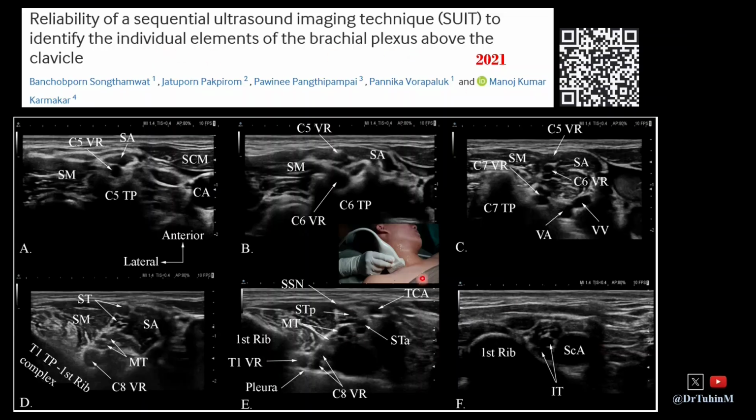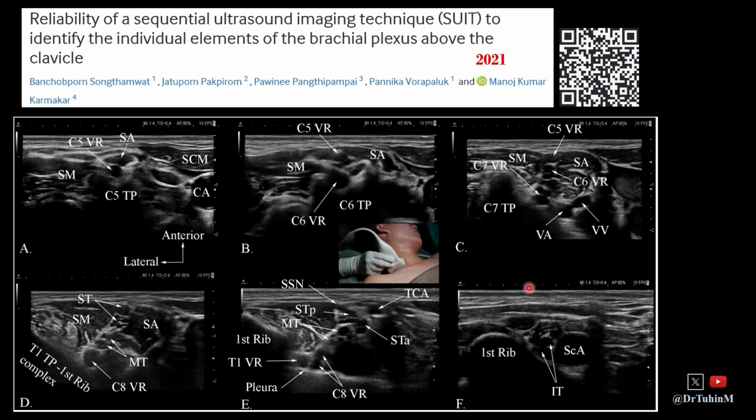Recently, Dr. Manoj Karmakar and colleagues described all these neural elements similarly using a sequential ultrasound imaging technique or sweep technique, by sweeping the probe in a cephalocaudal direction from supraclavicular fossa to the interscalene gap or groove.